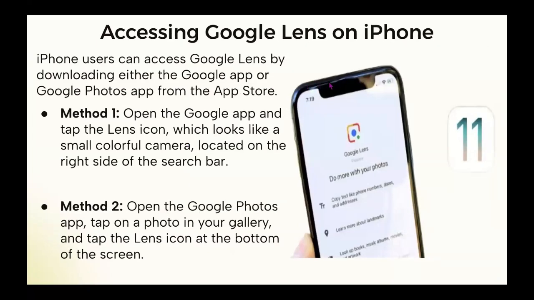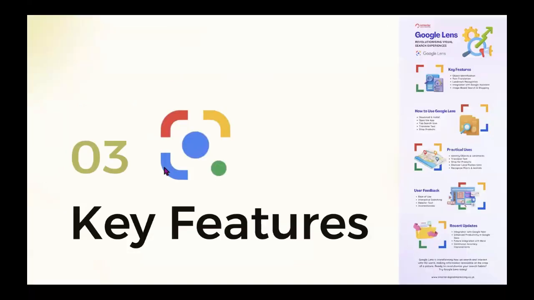If you have an iPhone, you can also access this by downloading either the Google app or Google Photos app from the App Store. The first method is opening the Google app and tapping the lens icon, which looks like a small colorful camera, kind of like this here, which is on the right side of the search bar. Or the second option is to open the Google Photos app and then tap on a photo in your gallery, and then you can tap the lens icon at the bottom of the screen.